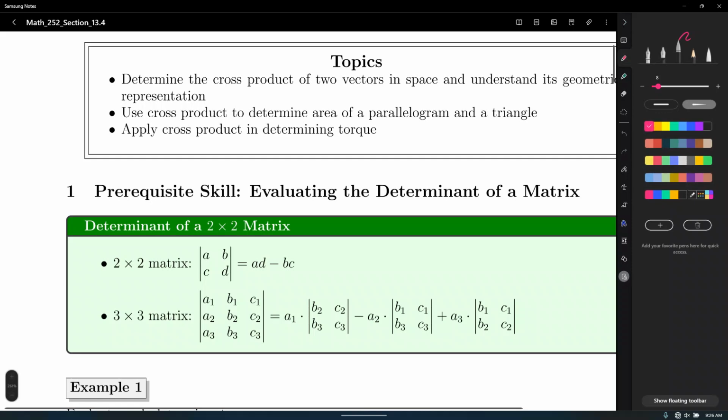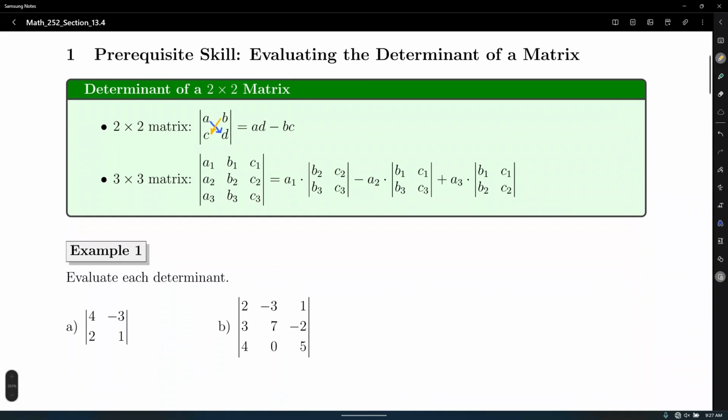All we do is multiply the elements of the matrix along the main diagonal, that is A times D, and subtract the product between the elements along the secondary diagonal. The main diagonal goes from left to right, while the secondary diagonal is formed by the elements that go in the backwards direction, B times C. Okay, so this one is easy to evaluate.